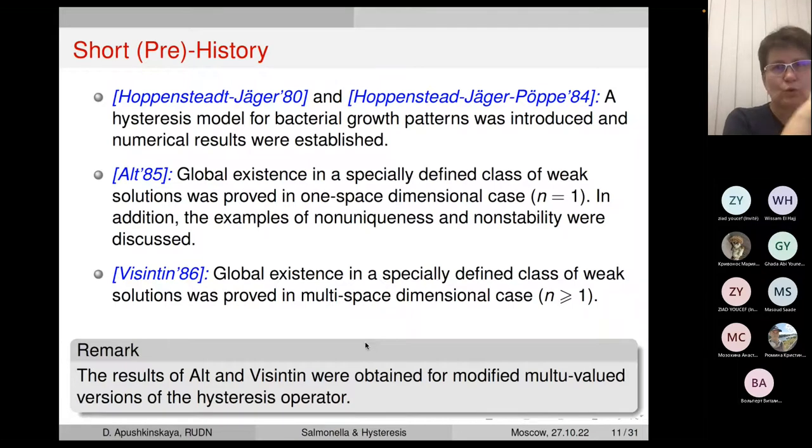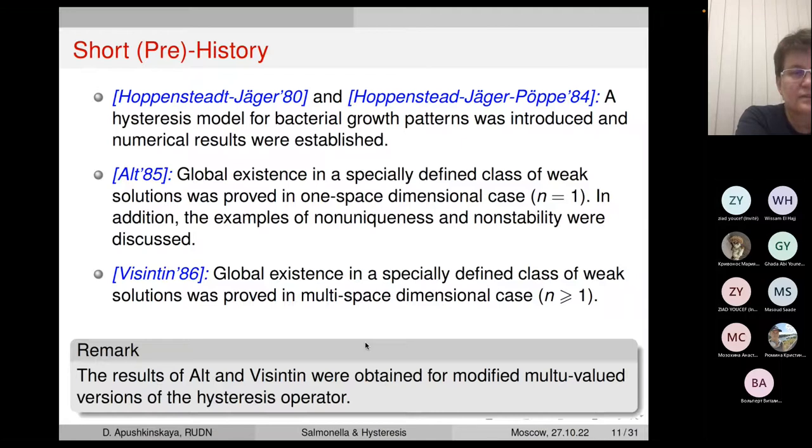And almost at the same time, we have publications from persons who were more involved in the study of problems with hysteresis. It was Alt and Visintin. Both studied global existence in a special class of weak solutions. The difference was that Alt studied the one space dimensional case, and Visintin the multi-space dimensional case. Also, what is interesting in the Alt paper, it's possible to find examples of non-uniqueness and non-stability. Such examples were discussed there.